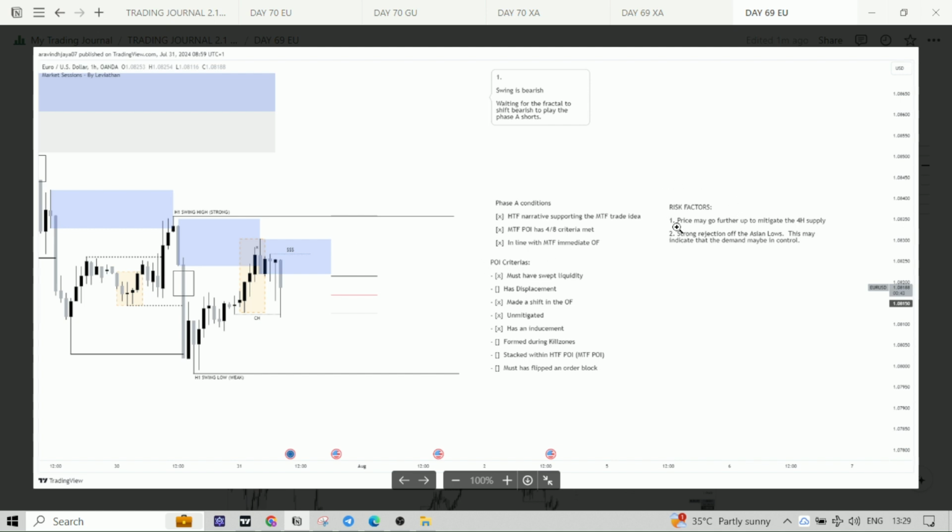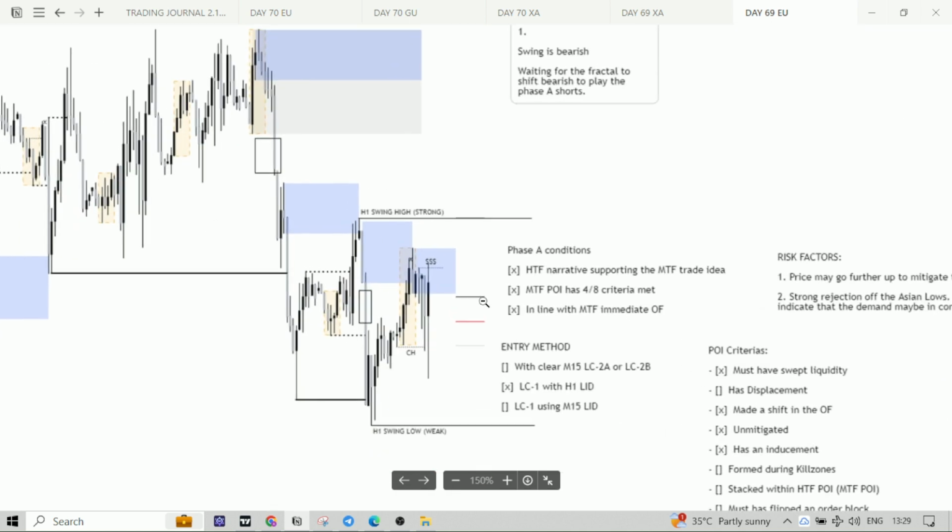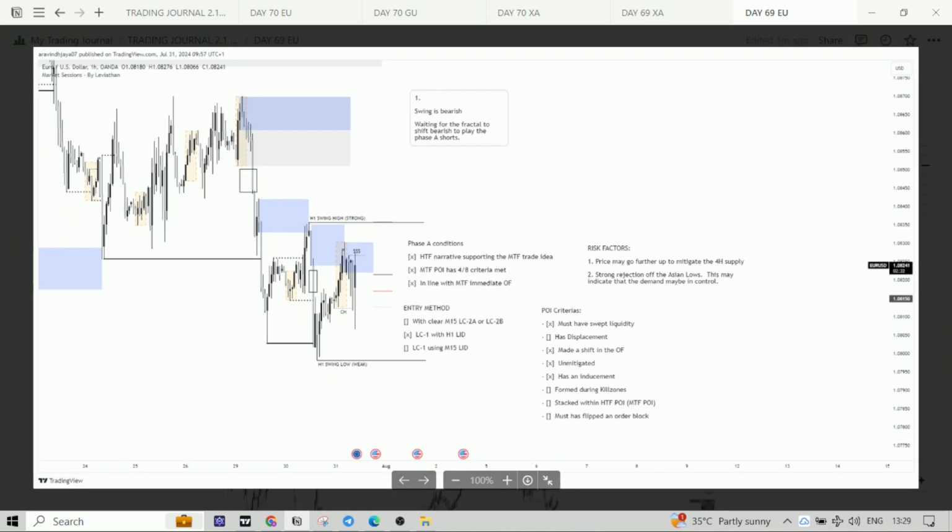So what are the risk factors? Price may go further up to mitigate the 4-hour supply. Actually, I had this in my mind: strong rejection of the Asian lows. This may indicate that demand may be in control, the same thing that happened with the GU. Anyway, there was a small H1 sweep liquidity, which boosted my confidence. I'm not trading with an M15 LTF like I did with the GU. I was trading with an H1 LTF, which adds a bit to the strike rate.